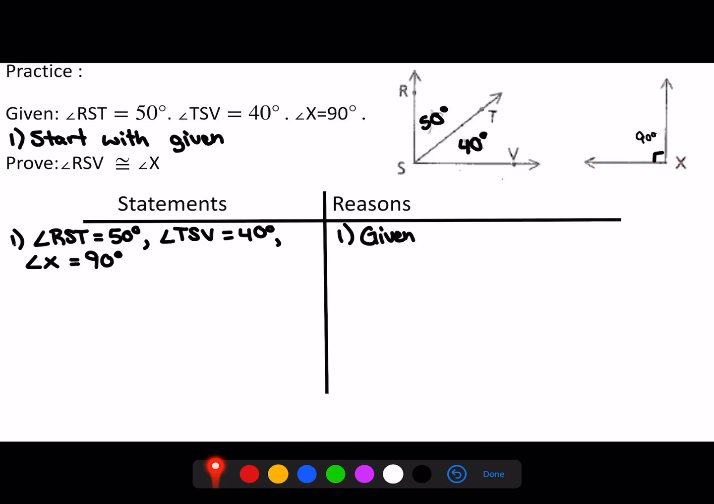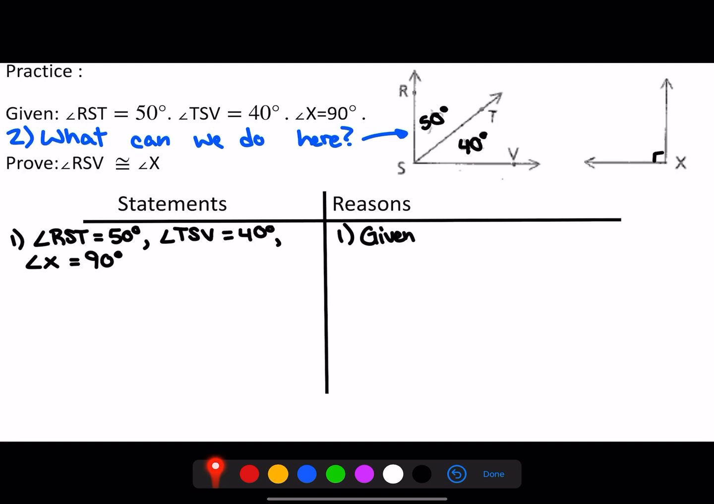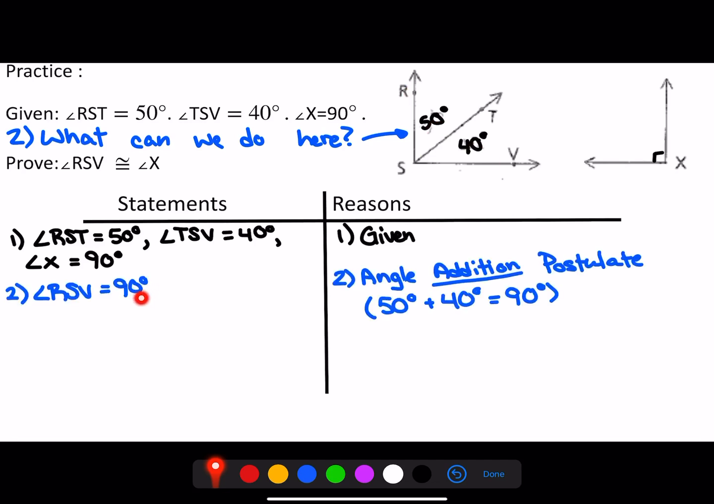Now I already know that angle X is equal to 90 degrees. So what can I do over here? What can I do with this angle on the left? Well, what if I added these two angles together? Because again, I know that this angle is 90. I need to prove that this angle is 90. So what's 50 plus 40? Well, that's 90. So I can say angle RSV is equal to 90 degrees. Why? Because I added these angles together, and that, if we recall back from early on in this class, is called the angle addition postulate. 50 degrees plus 40 degrees is equal to 90 degrees. That's where it came from.